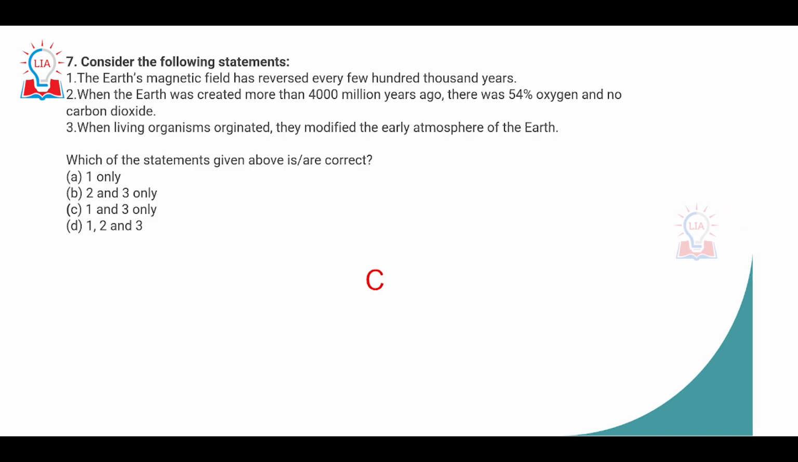The seventh question again is related to geomorphology, where it has been asked regarding the Earth's magnetic field. The first statement is: Earth's magnetic field has reversed every few 100,000 years.